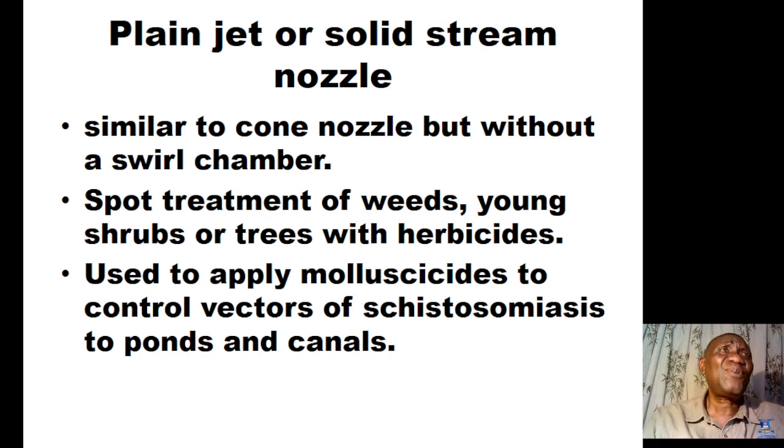The other nozzle is known as the plain jet or solid stream nozzle. It is similar to cone nozzle but without a swirl chamber. This is for spot treatment of weeds, young shrubs or trees with herbicides. It's used to apply molluscicides to control vectors of schistosomiasis to ponds and canals.